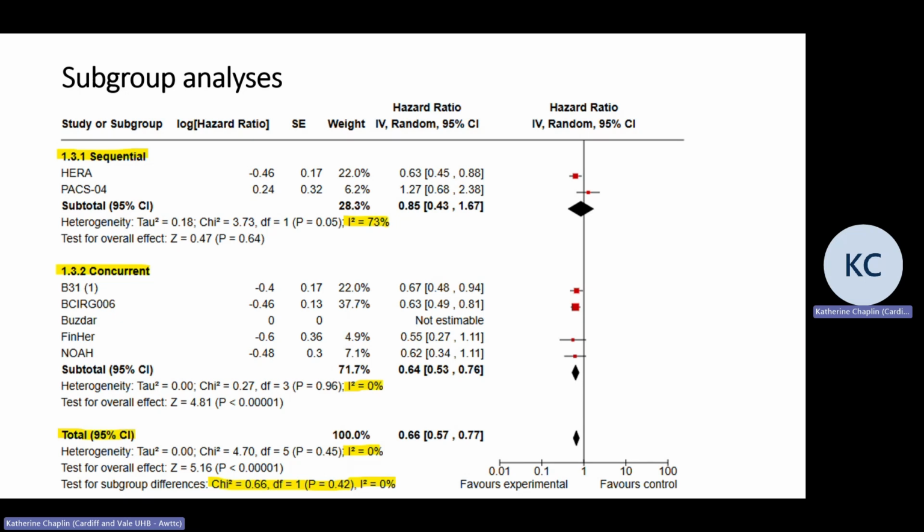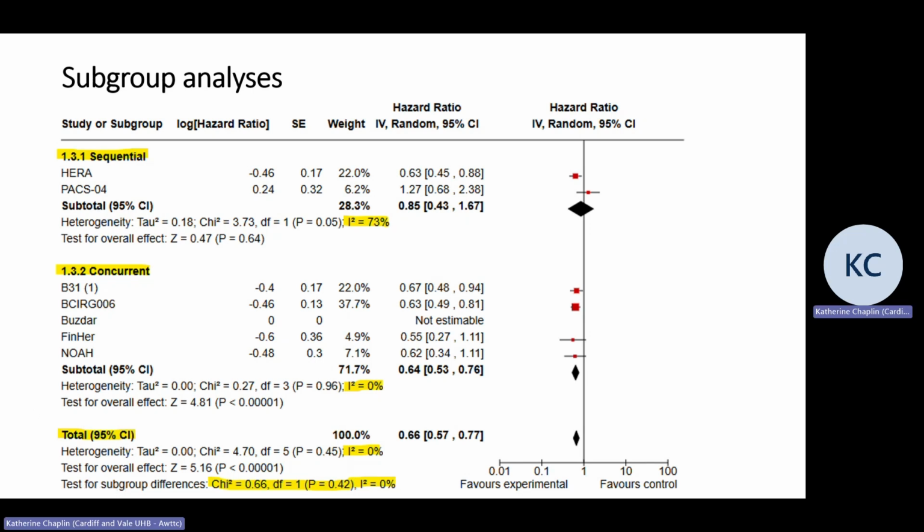The forest plot contains the same information as before. Here we can see the test of the overall effect was not significant for the sequential trials. The test for concurrent trials was significant, with the hazard ratio favouring trastuzumab-containing regimes. The overall effect is also significant, but the test for differences between the subgroups was not significant.